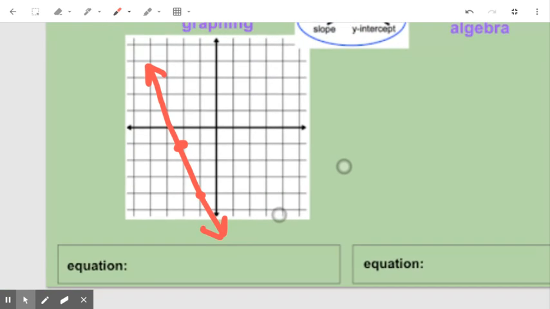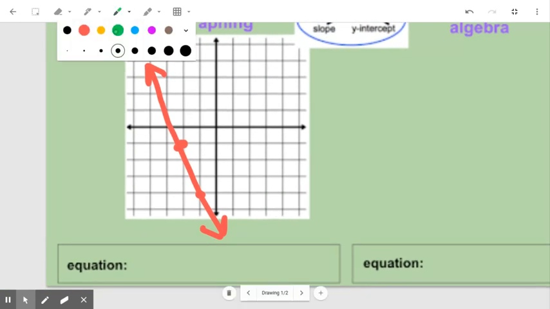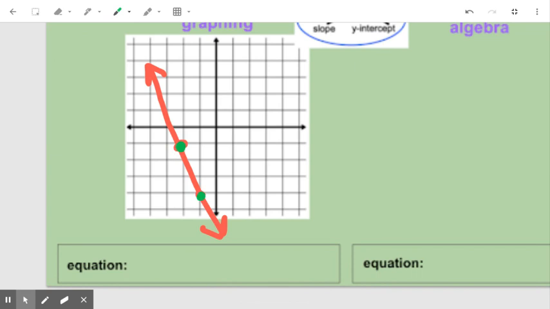So if I'm looking first for my slope, and I'm going to use where I know the points are, this point to this point, I go down and I go to the right. So I go down 3, so my rise is -3, and my run is a +1. So I know that my slope is -3/1, which would be -3.